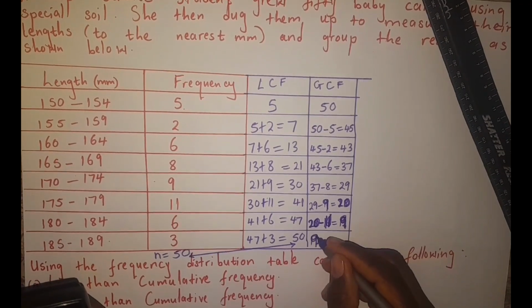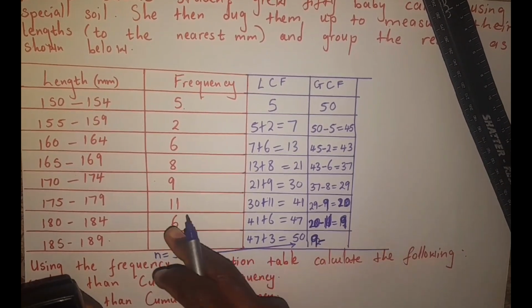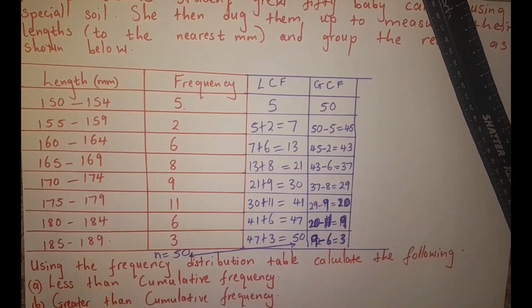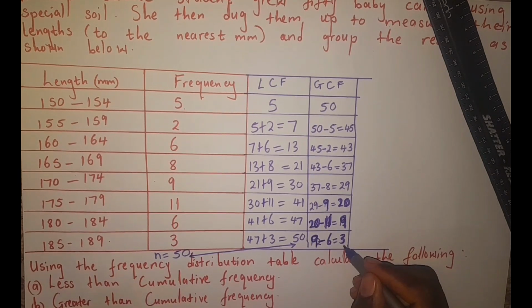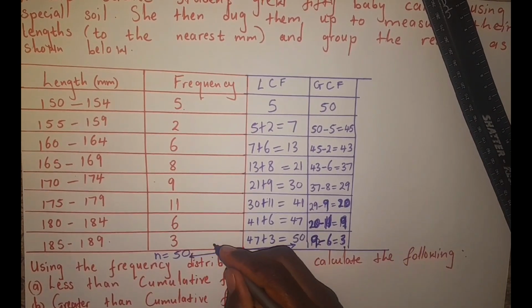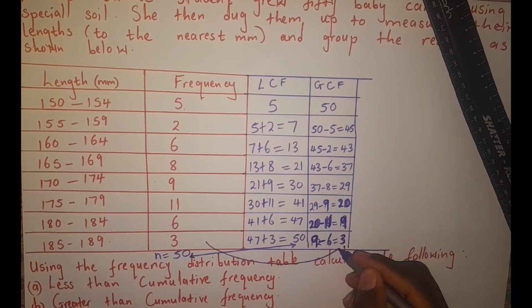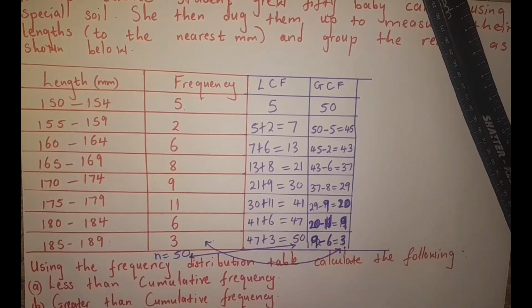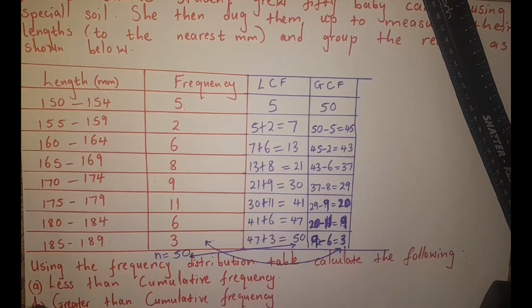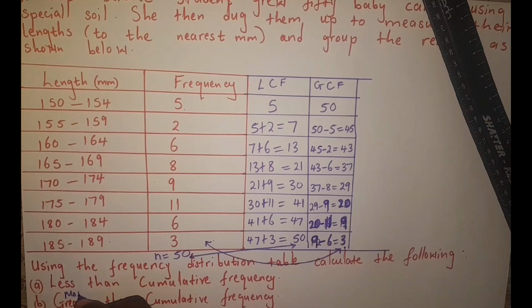Then we say 9 minus 6, and the answer is 3. If you want to confirm whether the calculation is right or wrong, the last greater than cumulative frequency must be equal to the last frequency, as we see here. So this is how you calculate the less than cumulative frequency and the greater than cumulative frequency. This one is called the greater than cumulative frequency or more than cumulative frequency.